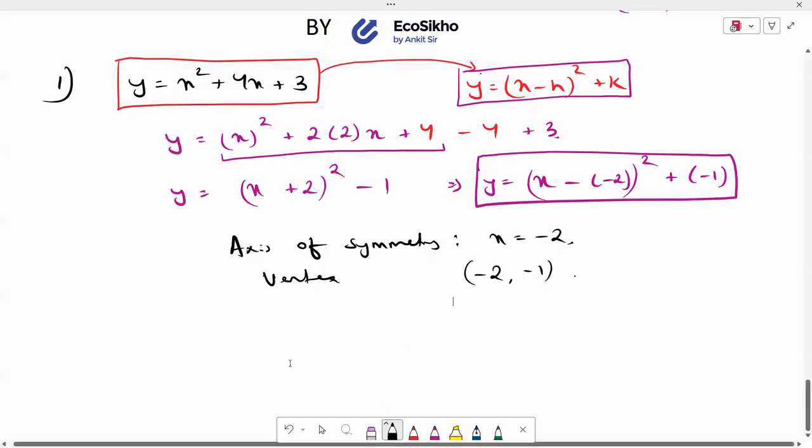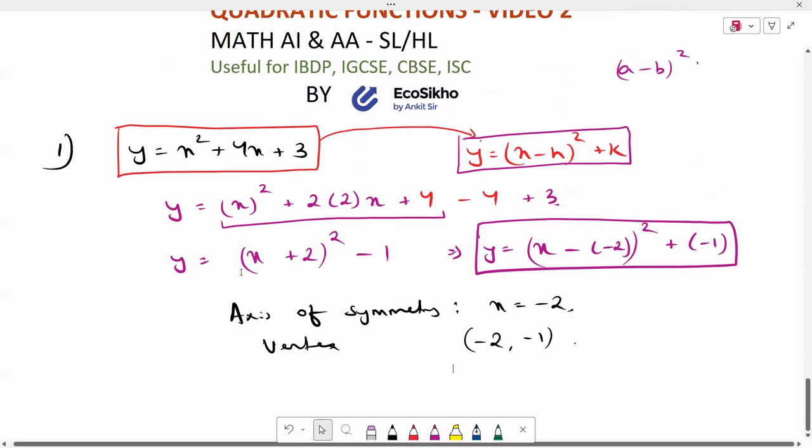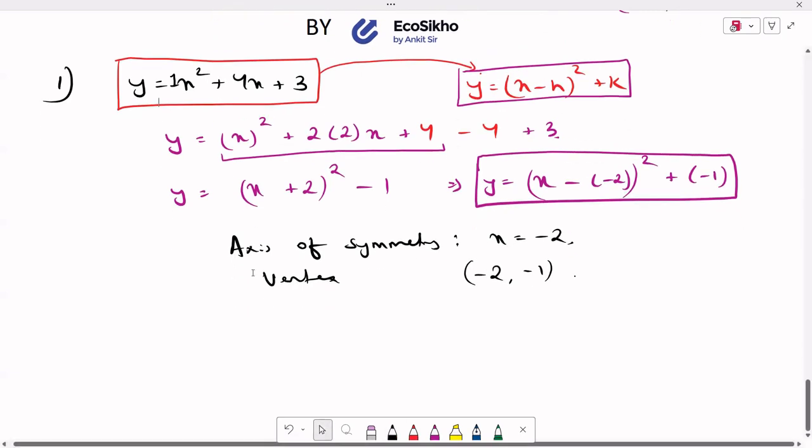Okay, and also in the general form, I can see that x square is accompanied by a 1. So since a over here is more than 0, I can conclude that it is a concave upward parabola. Okay. What else? I got the vertex. I got to know that my graph will be concave upward. I got to know about the axis of symmetry, but I still need one or two more points to be able to perfectly make the graph.